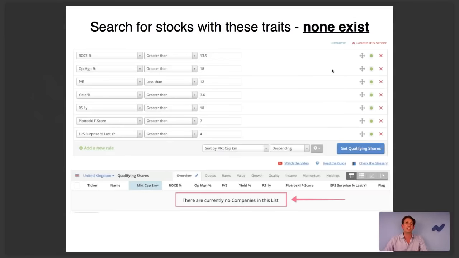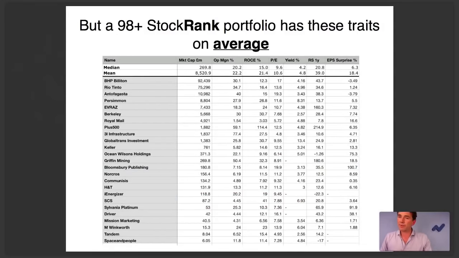You find no shares. I did this again a couple of nights ago, and I found no companies in the list. So you go and try and find shares that have those attributes. You cannot find them in the market. But a 98-plus stock rank portfolio has these traits on average.